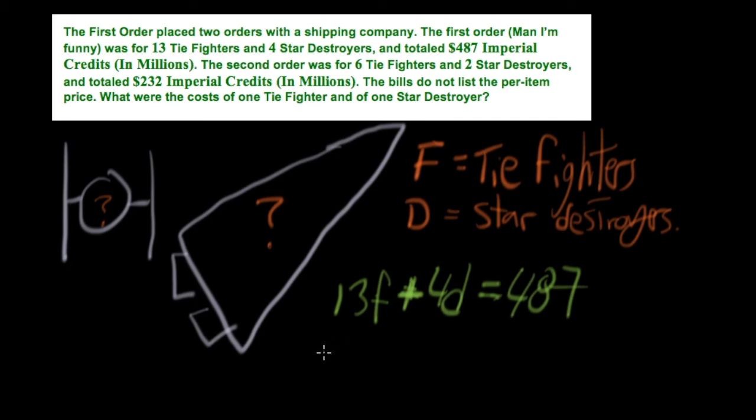And the second time was 6 TIE fighters, boom, 6 TIE fighters, and 2 Star Destroyers, 2 of them. And that was equal to 232. Okay, so that's your 2 systems. And now to solve those, you can use a different variety of tools.